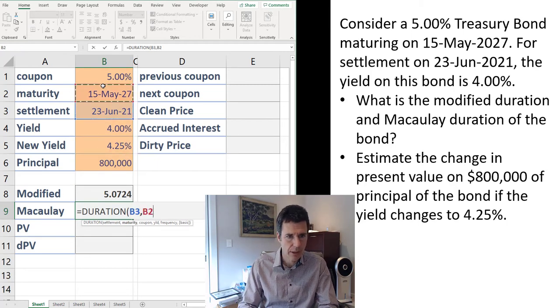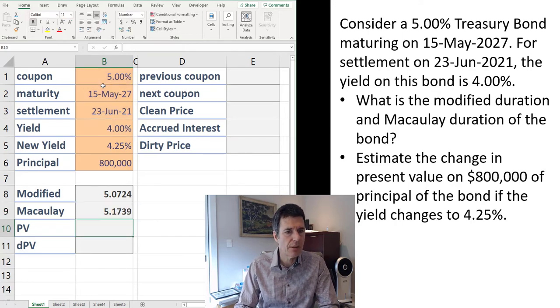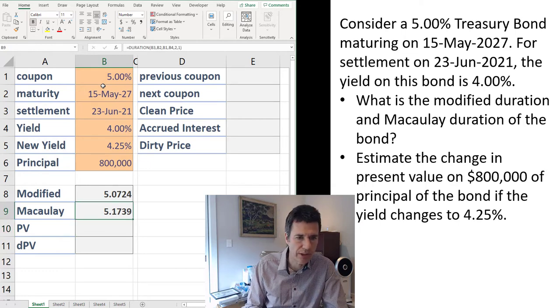The Macaulay duration takes the same parameters, but we just call DURATION. Settlement, maturity, coupon, yield, 2, frequency of 2, twice a year, semi-annual, basis of 1, it's U.S. Treasuries. The Macaulay duration is 5.1739. Remember, one interpretation of the Macaulay duration is when do you receive the average present value of the bond? When does it occur? 5.17 years.